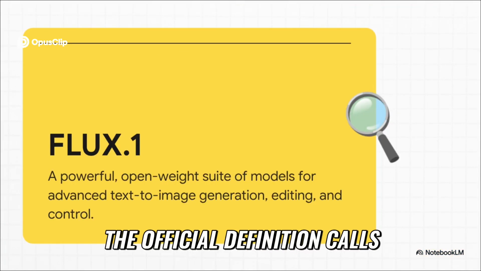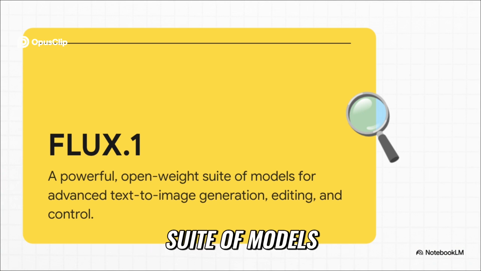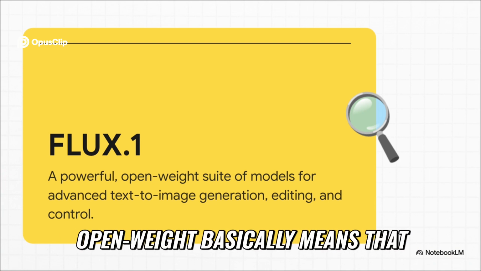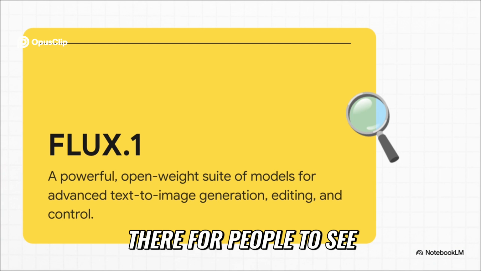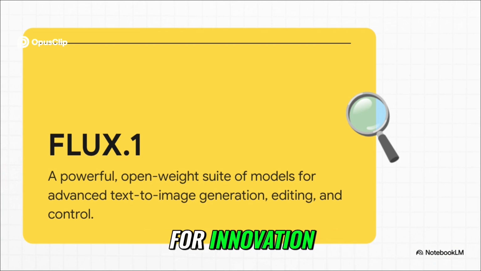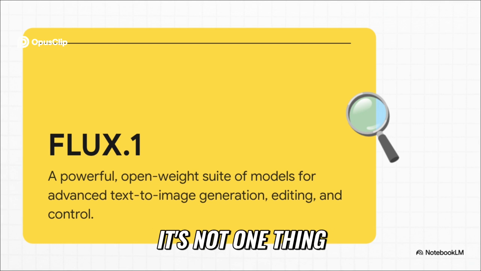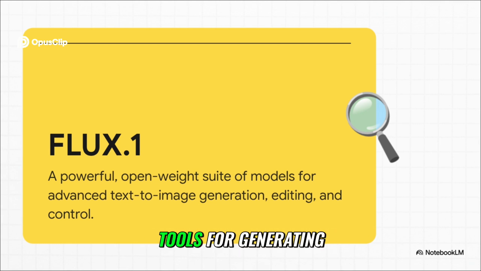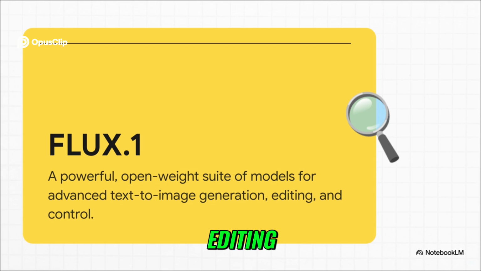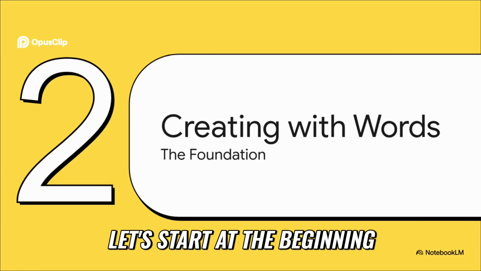So, the official definition calls it a powerful, open-weight suite of models. Let's break that down. Open weight basically means that the models are out there for people to see, use, and build on top of. It's a huge deal for innovation. And suite of models, that's the key. It's not one thing. It's a collection of tools for generating, editing, and really getting that fine-grained control you've been wanting.